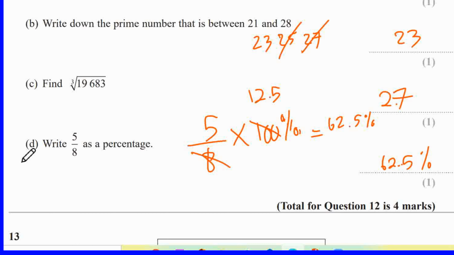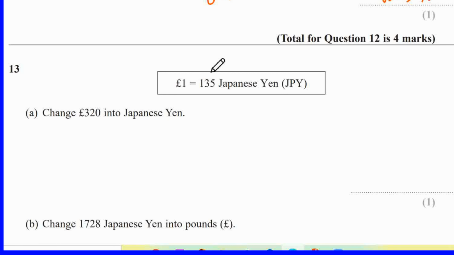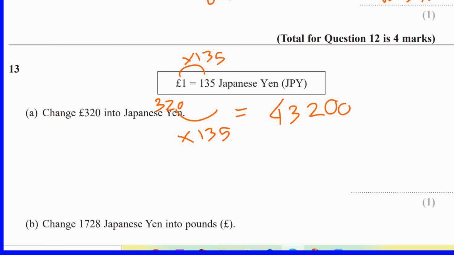Next, let's see number 13. 1 pound is 135 Japanese yen. Change 320 pounds into Japanese yen. So 320, we just have to times by 135. Then if we count with the calculator, we'll get 43,200 Japanese yen.